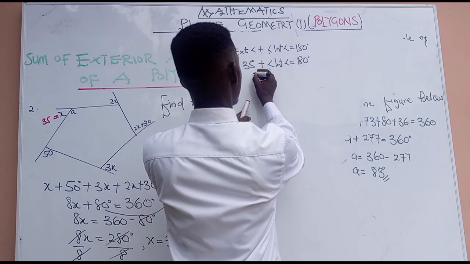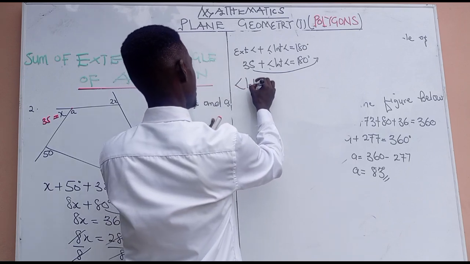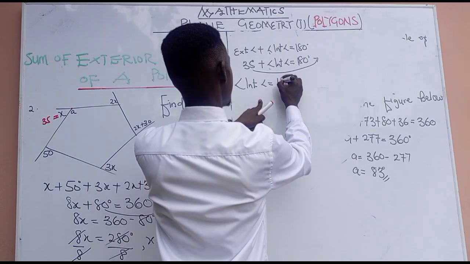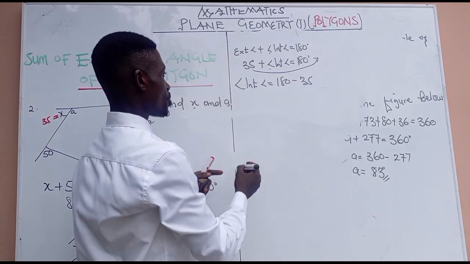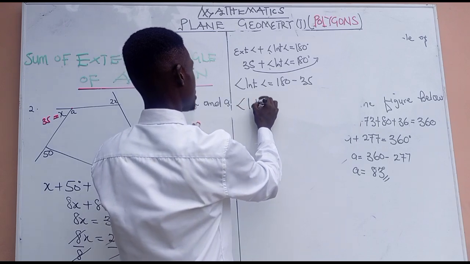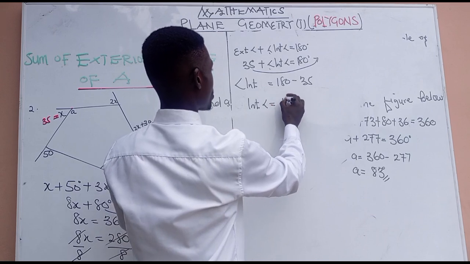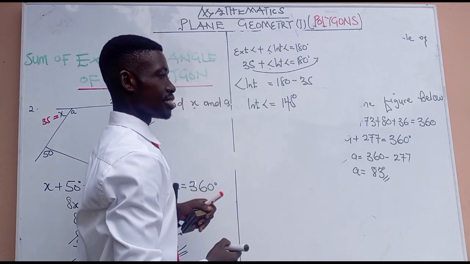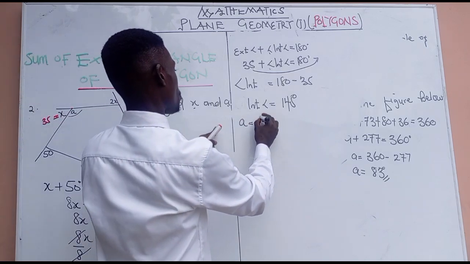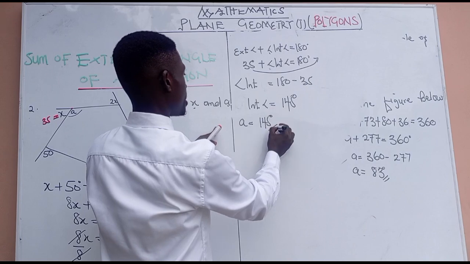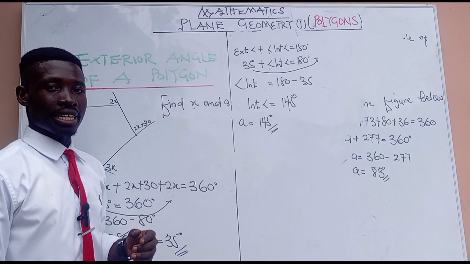A. So we have to bring our 35 to this side. So we'll be left with the interior angle being equal to 180 minus what? 35 degrees. So you can say that our interior angle is equal to 145 degrees. And our interior angle here is A. Therefore, our A is equal to 145 degrees. Very, very simple. So we take our next example.